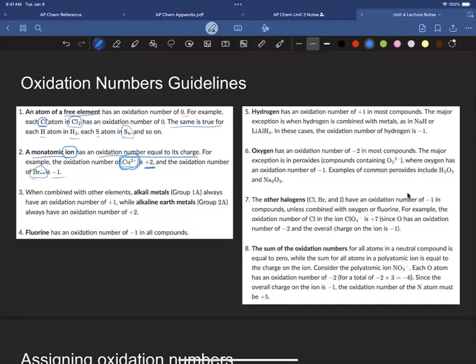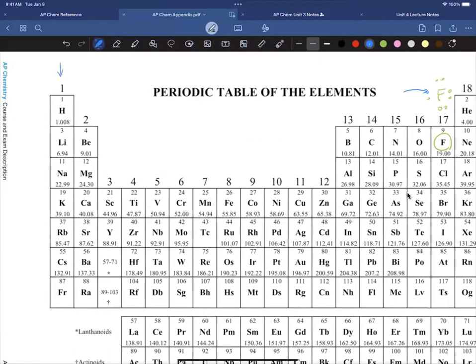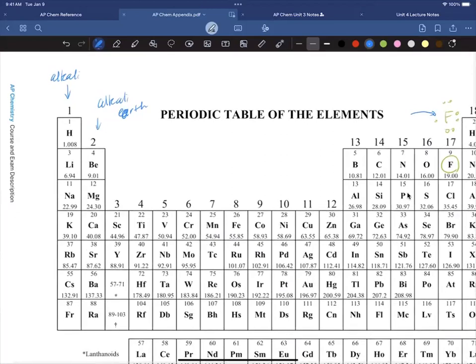When combined with other elements, alkali metals, group 1A, always have an oxidation number of +1, while alkaline earth metals have +2. Now we know alkali metals, 1A, is talking about this column. So these are alkali metals, and these are alkaline earth metals. Group 1 usually has +1, and group 2 has +2.